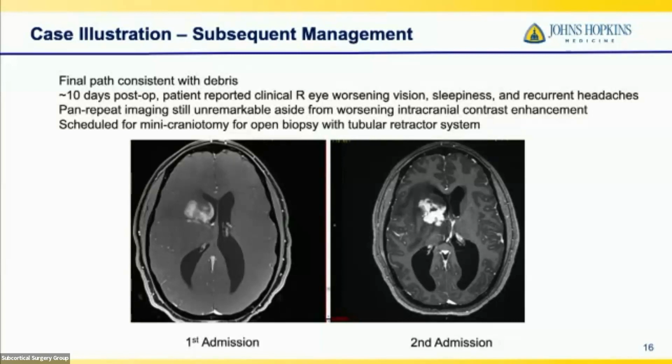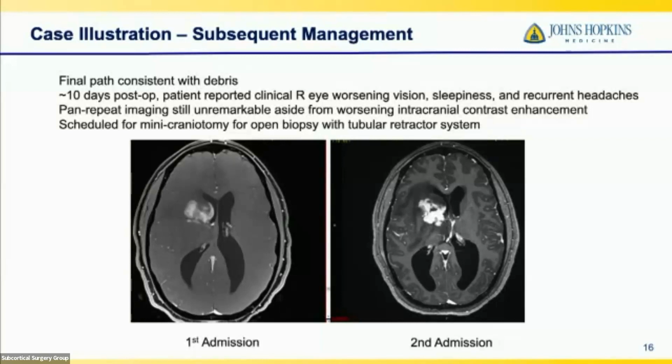Her imaging around the time of discharge is on the left, and at the time of recurrence, or at the time of re-presentation, is on the right. Given that we re-imaged her again, she had nothing else aside from this lesion. We did take her to surgery.